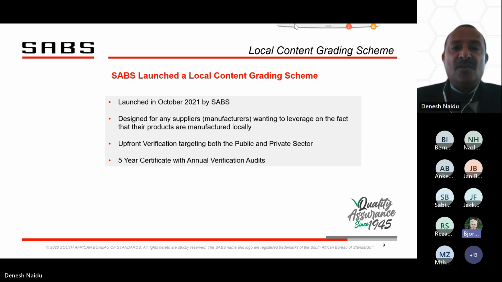So the launch of the standard took place in 2021. At that stage, SABS was not privy to the fact that there might be any changes in how the local content landscape might change. But fortunately, this had happened. And when SABS launched this particular scheme, it closed a gap in the marketplace, and it's now allowed us to continue in the space of localization and local content verification through this independent mechanism.